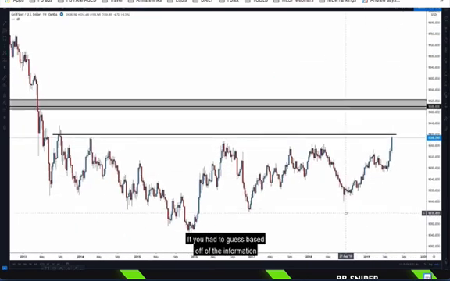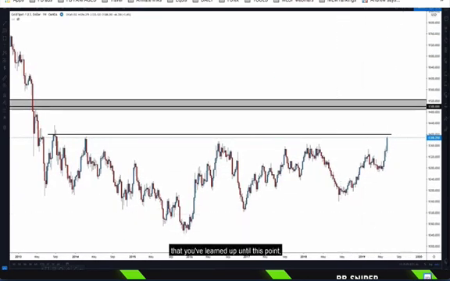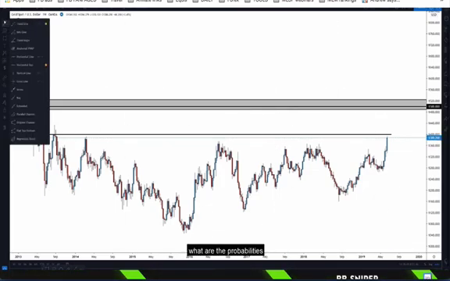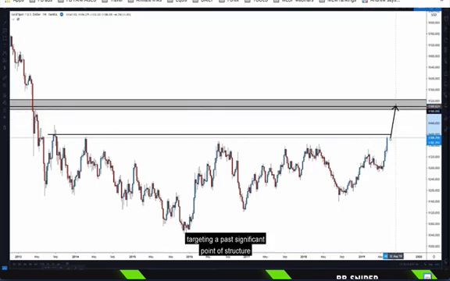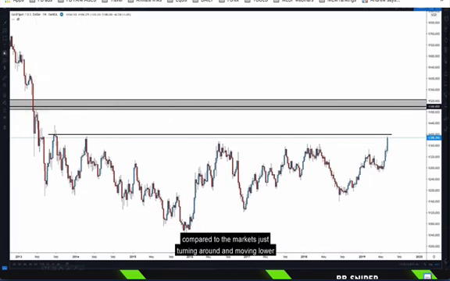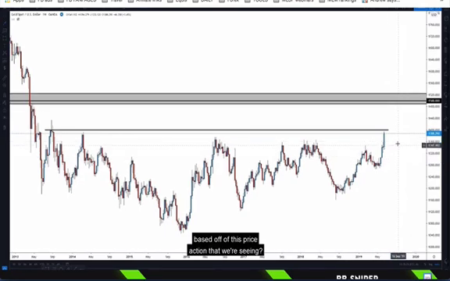If you had to guess based off of the information that you've learned up until this point, what are the probabilities of the market continuing to go higher, targeting a past significant point of structure, compared to the markets just turning around and moving lower or continuing to consolidate based off of this price action that we're seeing?